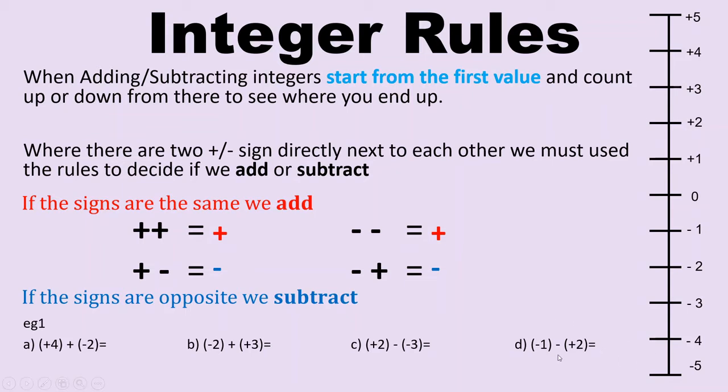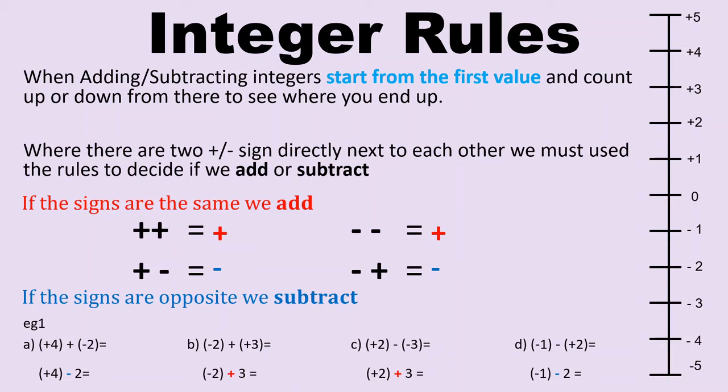And finally, question D, minus 1 minus plus 2, minus and a plus. I'm taking away the hot water now. It's going to get colder. So that's minus 1 minus 2. So now that I'm clear on whether I will add or subtract, I can perform those calculations.